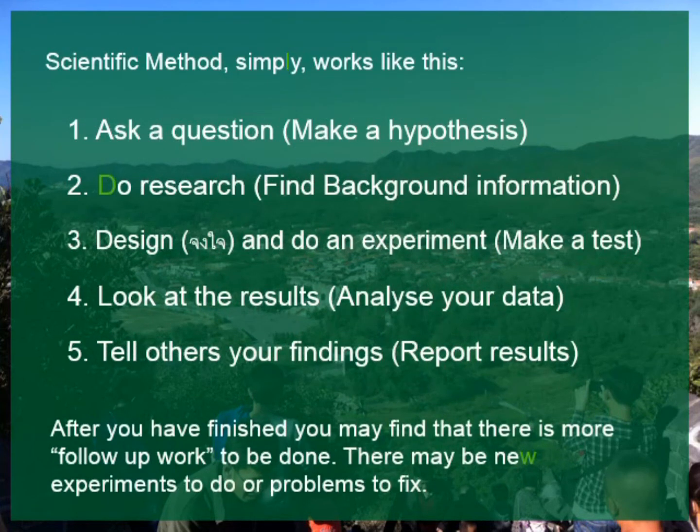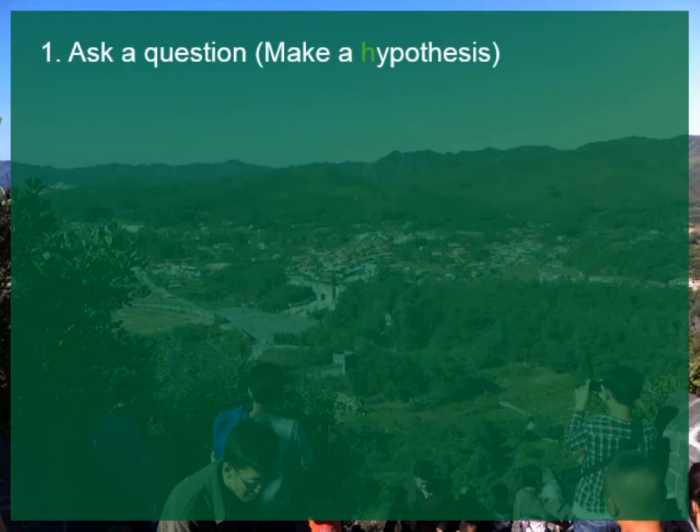After you've finished, you may find there is more follow-up work to be done. You may need to go back and fix problems, or you might have new questions that you did not have before. So this is all extra work, and this shows us that the scientific method is not just 1, 2, 3, 4, 5. It's 1, 2, 3, 4, 5, go to 1. So we'll go through each stage.